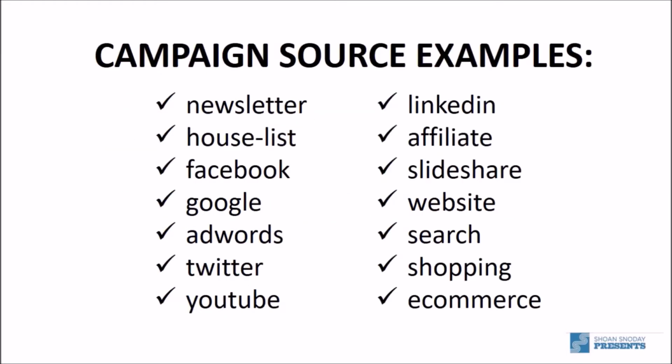So some examples of a campaign source would be Facebook, Google, maybe LinkedIn, maybe an e-commerce site, or Twitter or YouTube. You could use these links all over the place. We're going to show you how to do it, and I'm going to show you how to make one in less than 30 seconds. But just know that the link we're going to be creating can be driven from all these various sources.